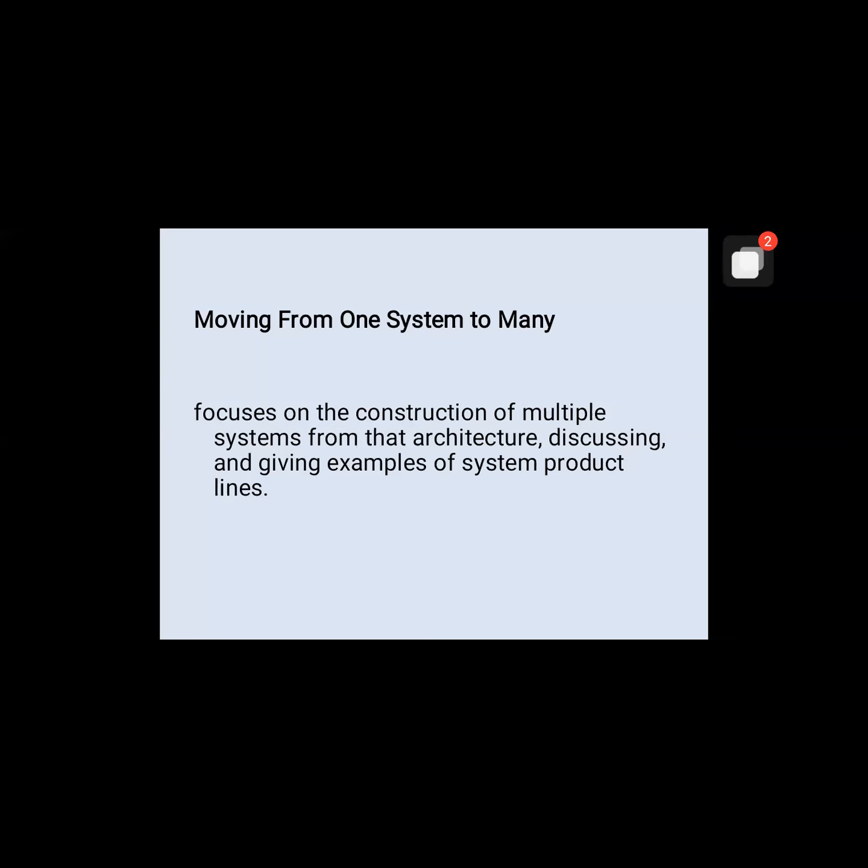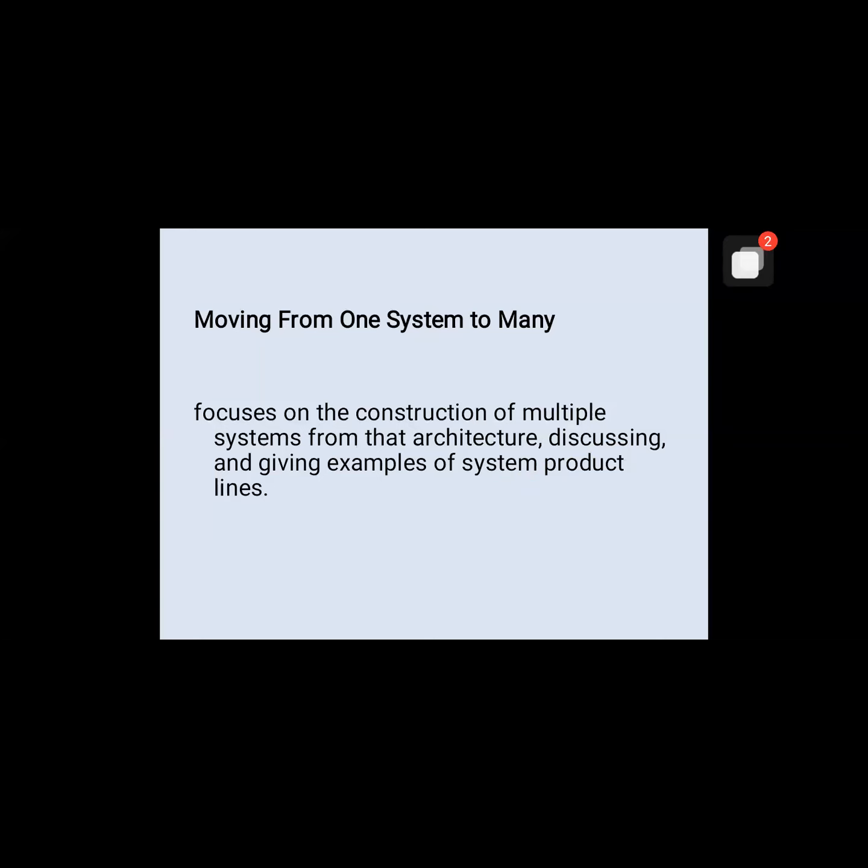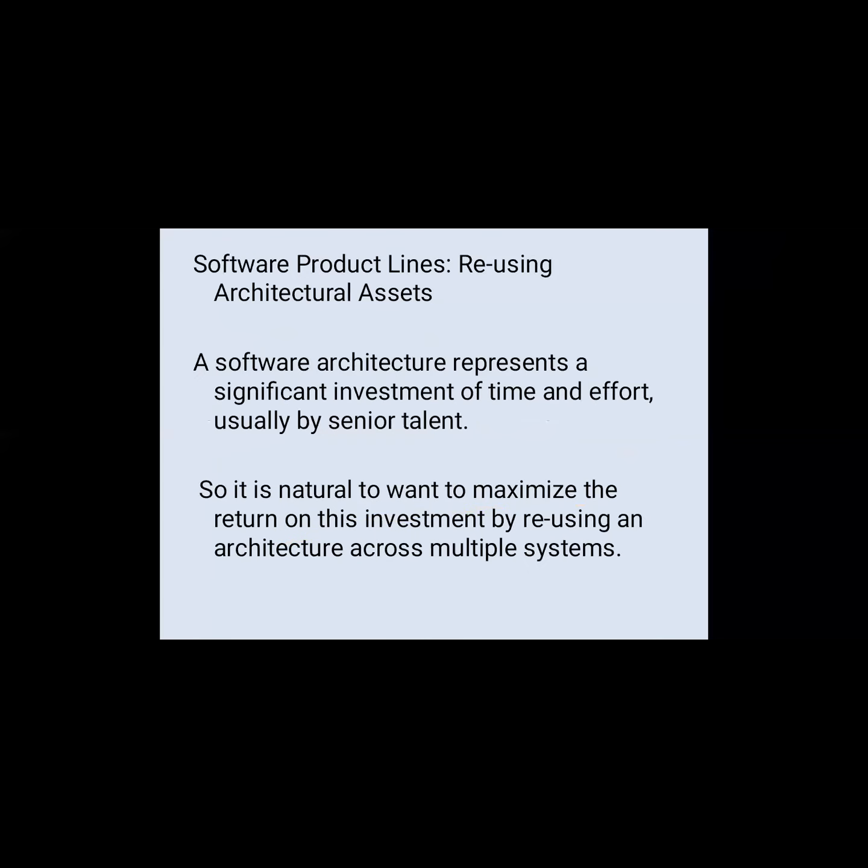In the last class, we discussed the topic of moving from one system to many. The name implies that we are increasing productivity, which means increasing the product lines. Here we focus on the construction of multiple systems from the architecture, giving examples of system product lines. So here we are discussing software product lines, which are used for increasing productivity and throughput at the same time. The main concept is reusing the architectural assets.